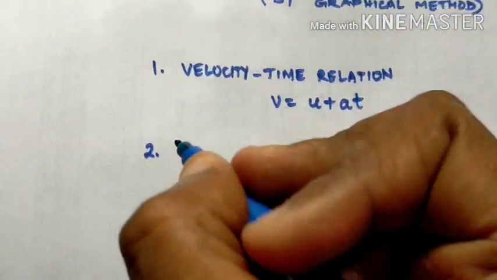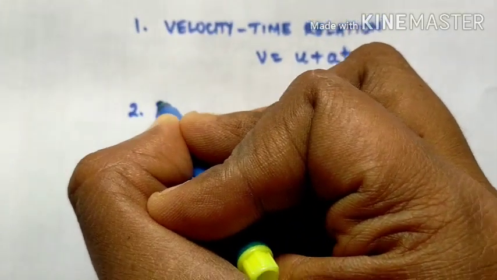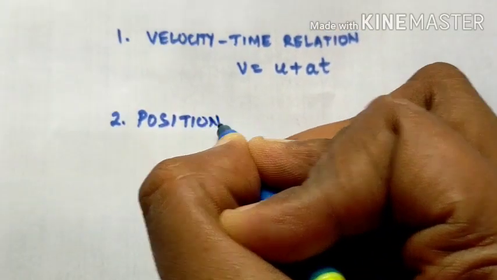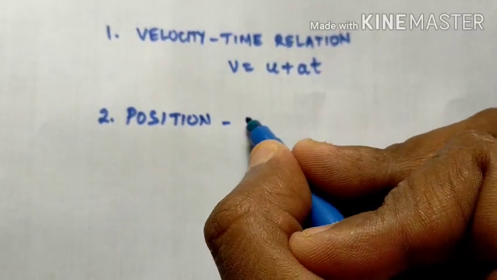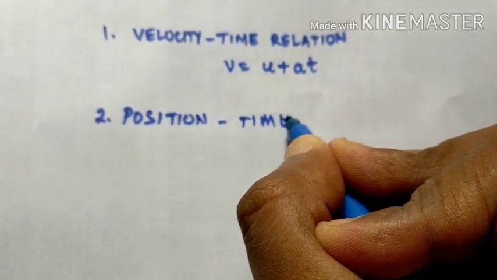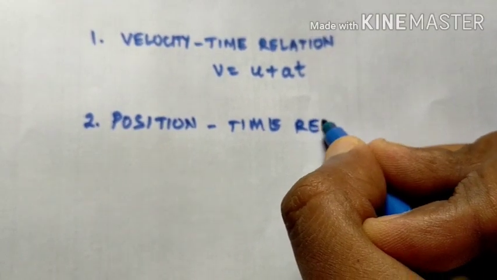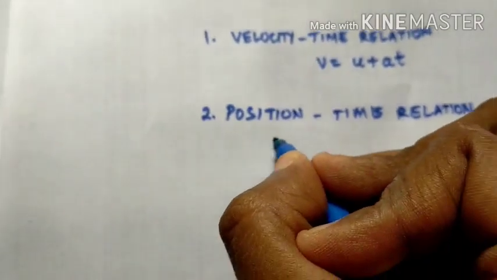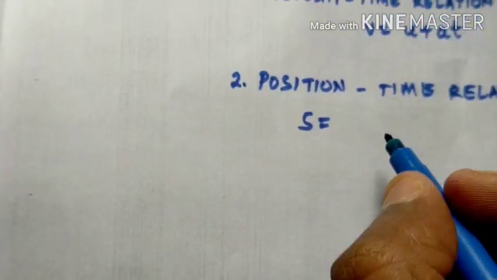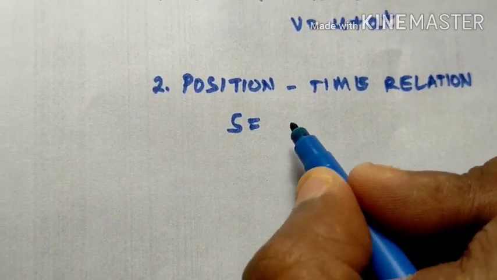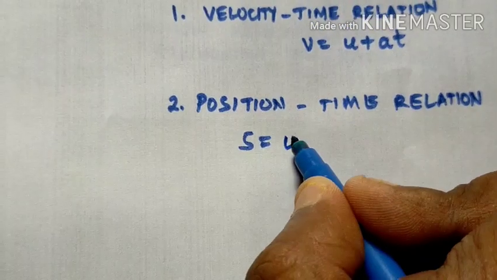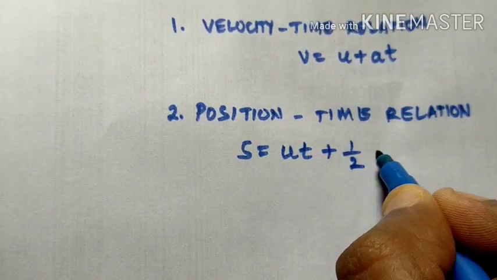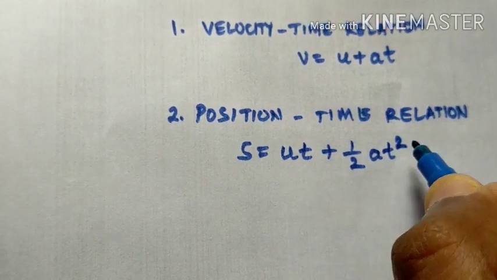The second one is called position time relation, and this one is given by the equation s equals ut plus half at square, where s stands for distance, displacement or position.